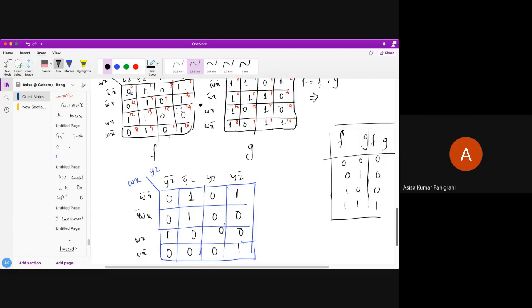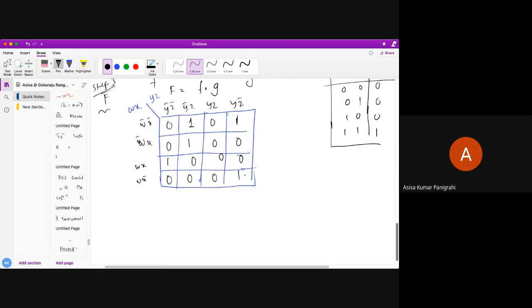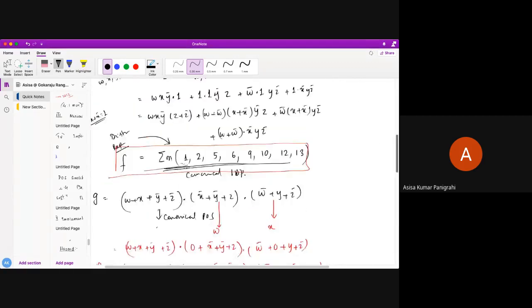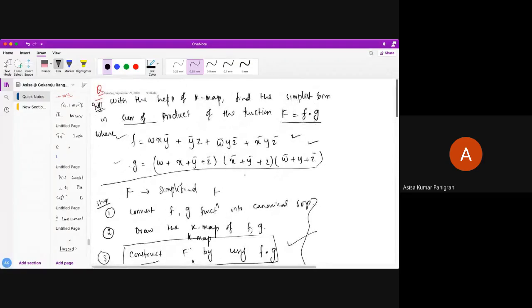Do you all understand what I have got here? Finally, this is my capital F k-map, which is step 3. What is step 3? I have to do the AND operation between f and g, because my function F is given as f and g. So I do the AND operation between these two, and I'll get capital F over here. After that, you have to simplify, because it has been asked to draw with the help of a k-map. What is the question? With the help of k-map, find the simplest form of capital F.